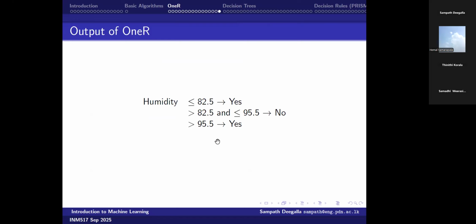And here are the values, right? So in this particular case, it's correct. So we can see that when the humidity is less than or equal to 82.5, we are going to predict yes. If it is in between 82.5 and 95.5, we are going to predict no. If it is greater than 95.5, we are going to say yes. Right. Okay.